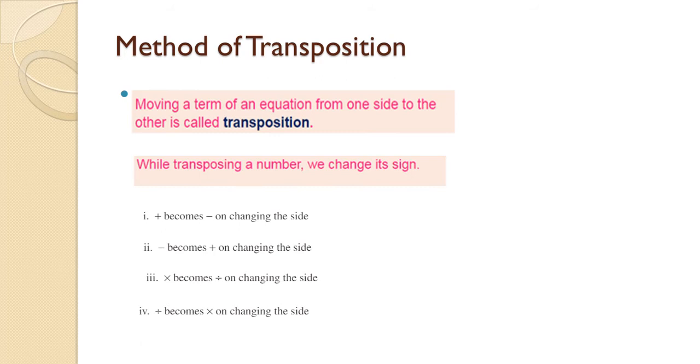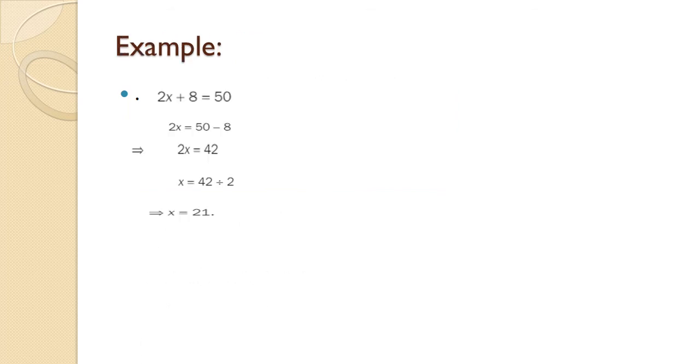If you have a term with a plus sign, it will become minus when I change the side, and a minus sign will become plus sign. Similarly, a number multiplied becomes division and division becomes multiplication when I change the side. Let us take an example.